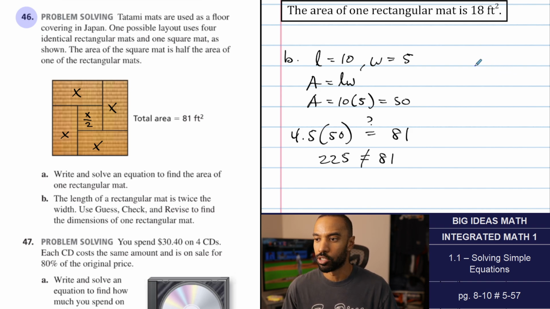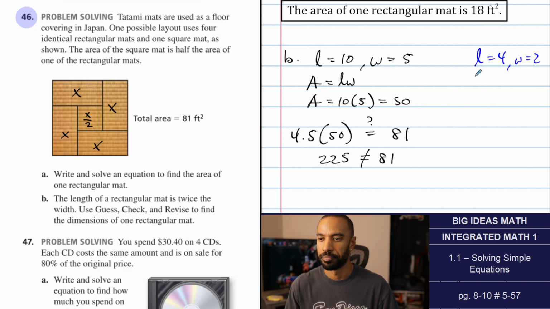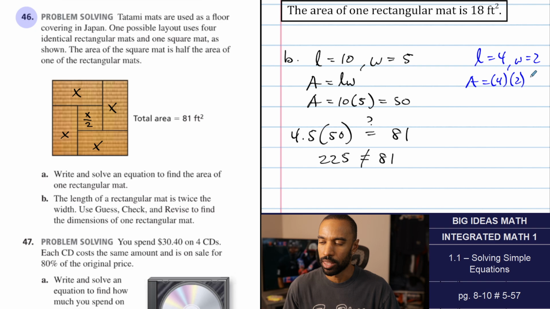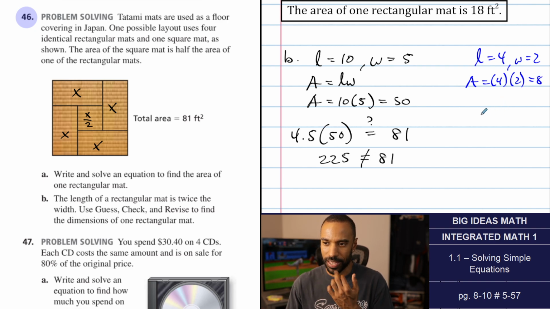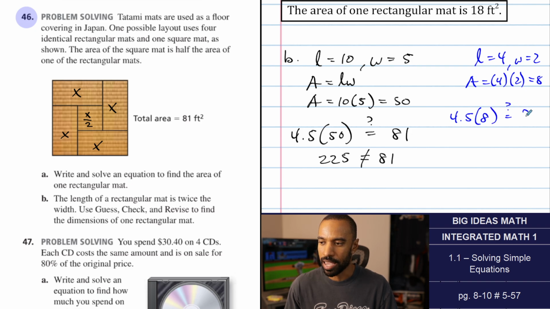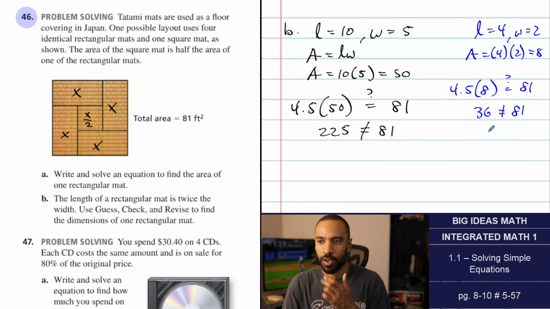Let's make it 4 and 2. Length is 4, width is 2. Let's try that one. So area is length times width, which is 8 square feet. Let's multiply by the 4.5 areas we're doing there with 8. Let's see if that equals 81. 4.5 times 8 is, I think, 36. 36 doesn't equal 81. That's too small. Let's find an in between.